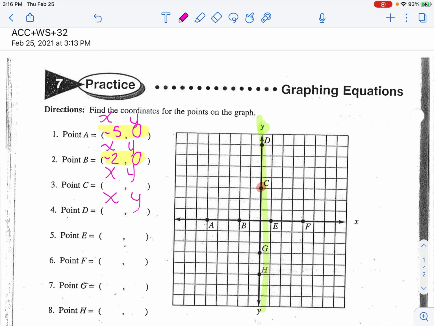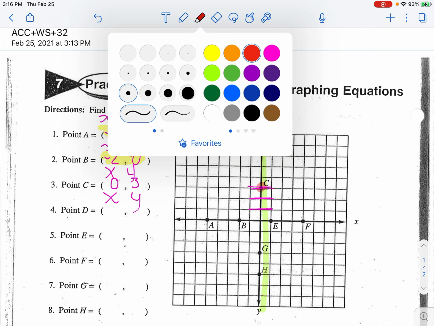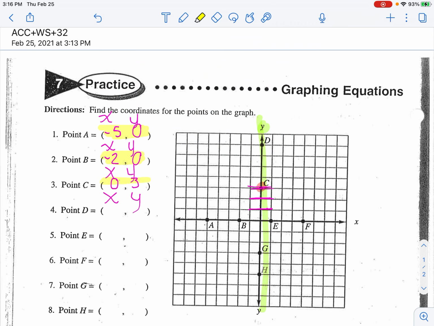All right, so for point C, first of all, where did they go in the x? So starting right in the middle, did they move to the right or the left? Nope. Their point is right in the center, so they didn't go anywhere in their x-axis. So for point C, that x value is going to be 0. Where did they go on the y? They went up 1, 2, 3. So the coordinates for point C are 0, 3.